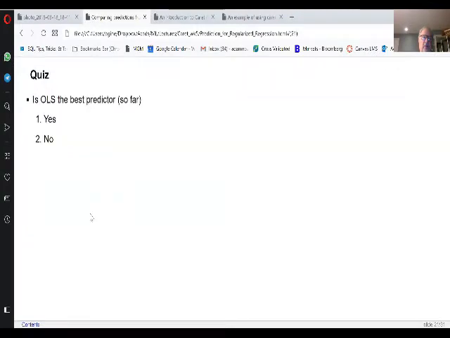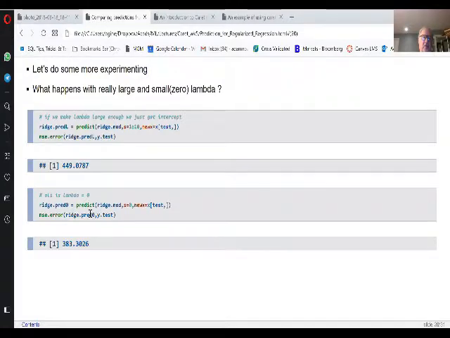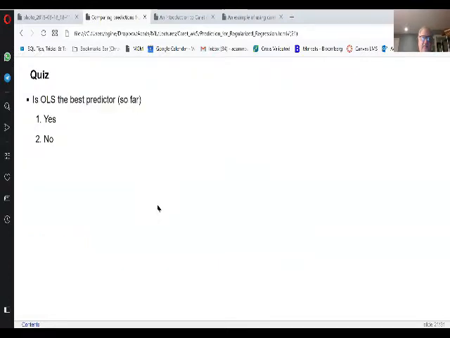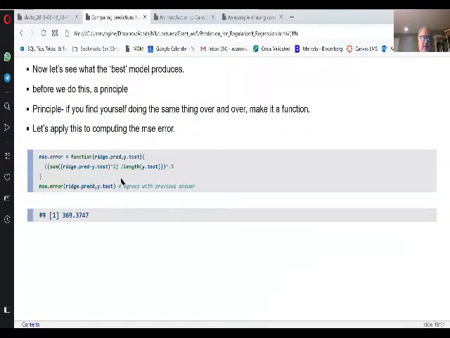Okay, so quiz. Is OLS the best predictor so far? I'll point out we used lambda equals 4, we used really large, and then we used the OLS, and we got, so is it or isn't it? No, it isn't. No, because it's like 383 instead of 369. Yeah, the 369 is slightly better. And that was just from this random value we took, lambda equal to 4.